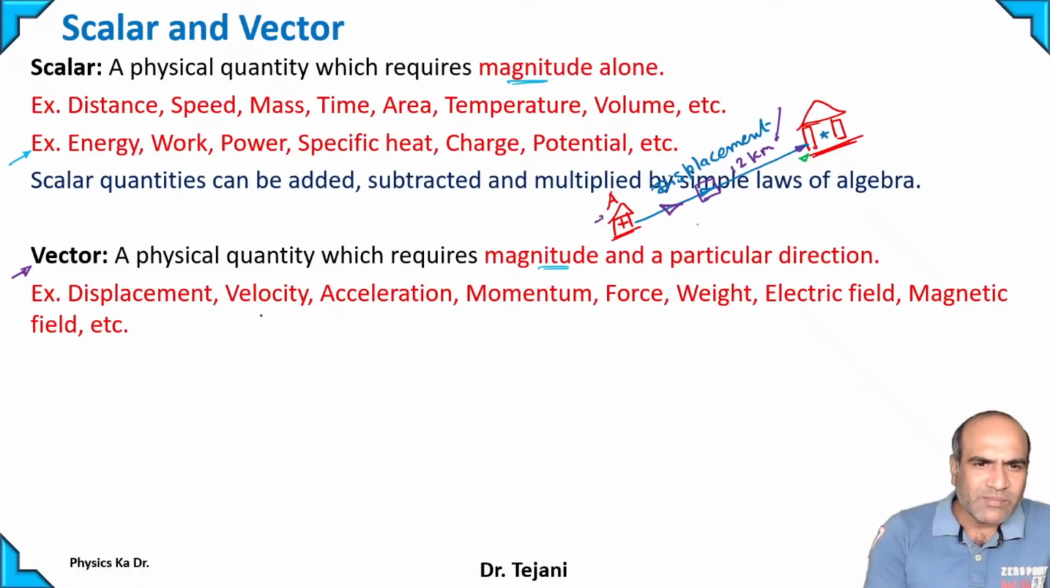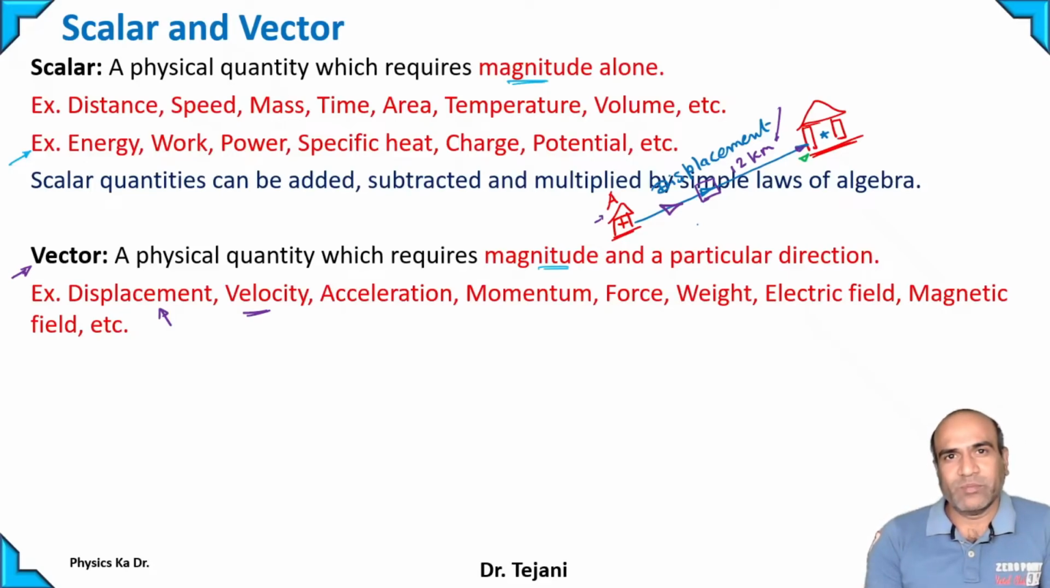We have a few more examples of vectors. Let us understand one by one. So displacement is understood as requiring magnitude, what distance we are traveling, and in which direction the distance is traveled, right? So a vector requires two quantities, magnitude as well as direction.